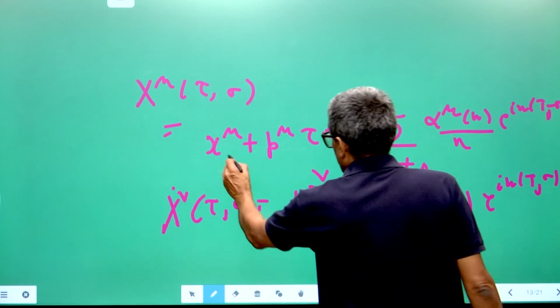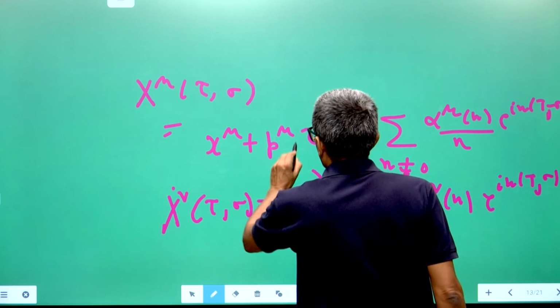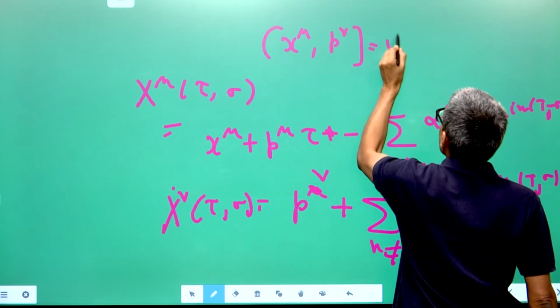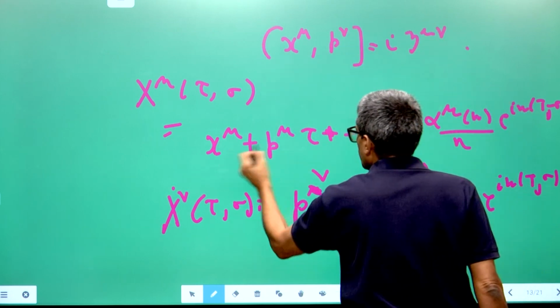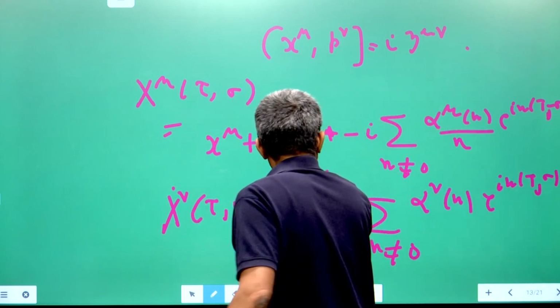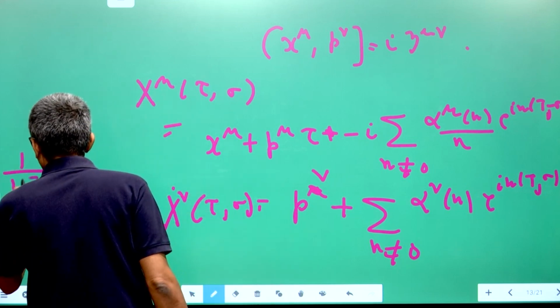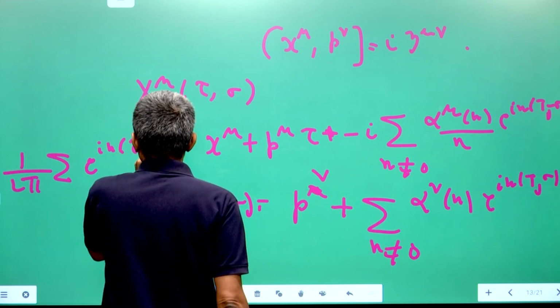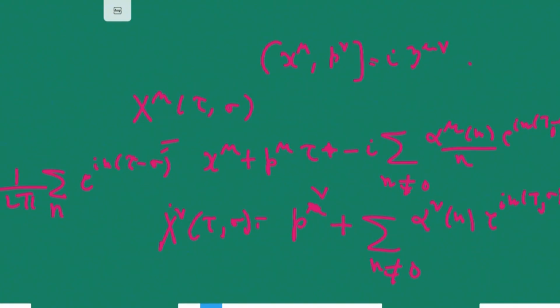Of course, x mu and p mu are canonical position and momenta. That means the commutator of x mu and p nu is i eta mu nu, and x mu and p mu commute with the oscillator terms. Then you apply the commutation relations between x mu and x nu dot, and use the fact that 1 by 2 pi times the summation over n of e power i n sigma is equal to the delta function at sigma, where sigma lies between 0 and 2 pi.